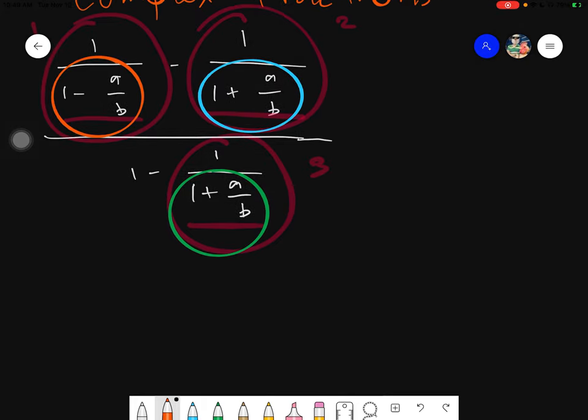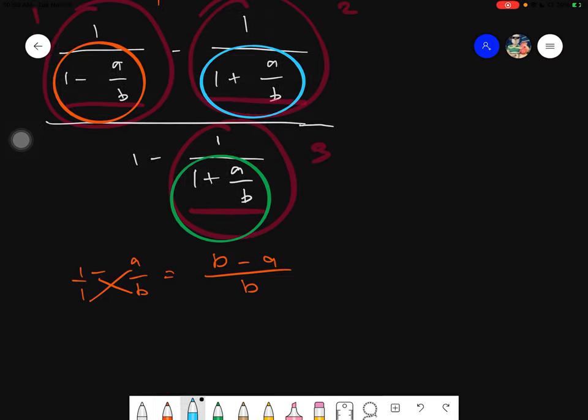So it will give us the following: 1 minus a over b, and evaluating this one, it will give you b over b minus a over b, which is b minus a over b. On this given, this is already solved, okay, because we cannot simplify it any further. Now let's go to the color blue one.